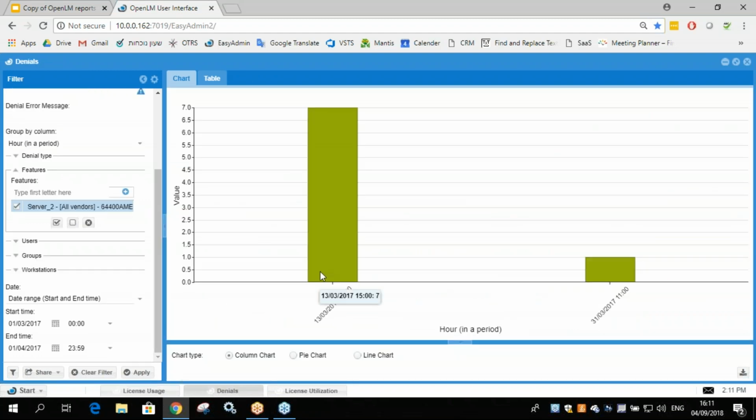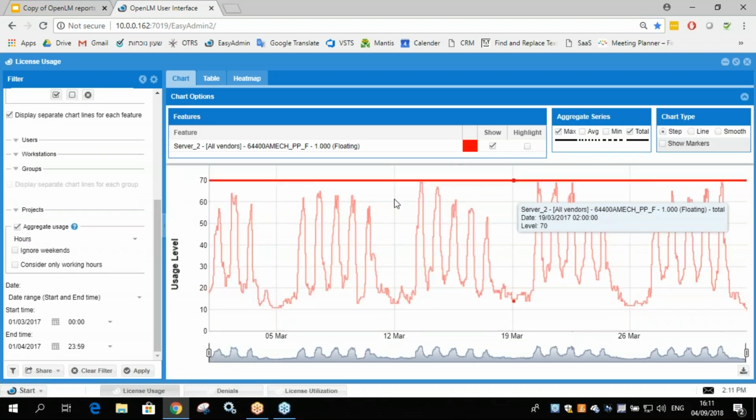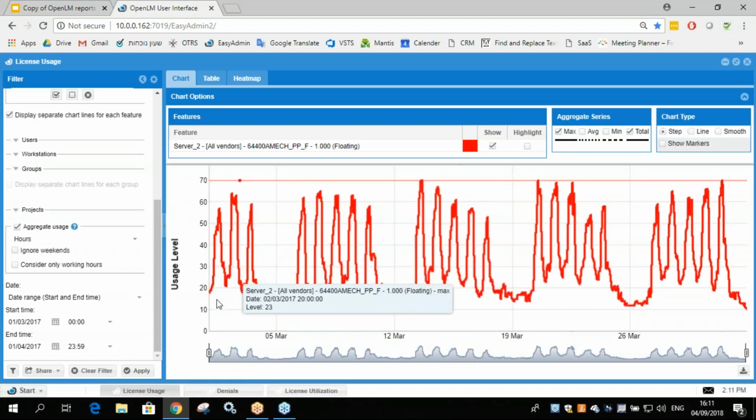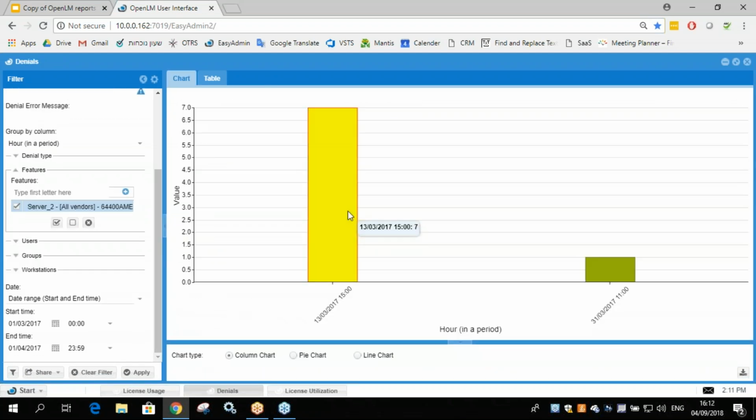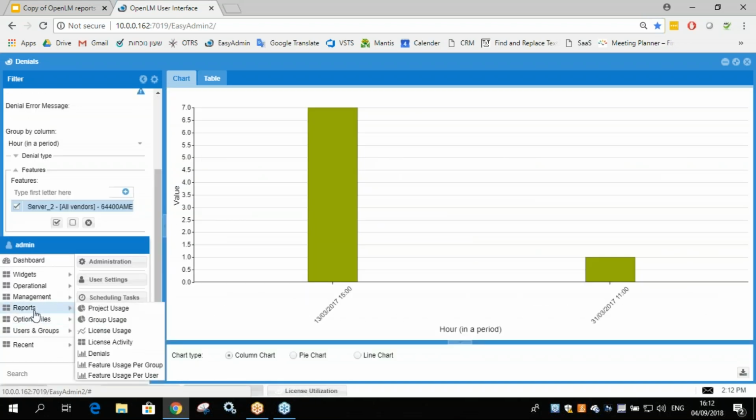Now you see that this license is healthy. You see it's utilizing itself pretty well. The heat map is pretty much red. The denials, I don't have a lot of denials for that time. But I still don't know how good the license is, how healthy the feature is. So in order to get a more concrete answer, we'll go to the license utilization report. Now, for those of you who don't know, to reach the denials report, you go to reports, denials, and to reach the license utilization report, you go to management, license utilization.